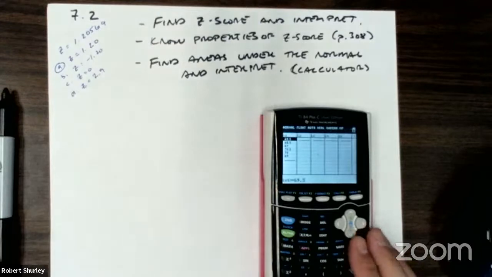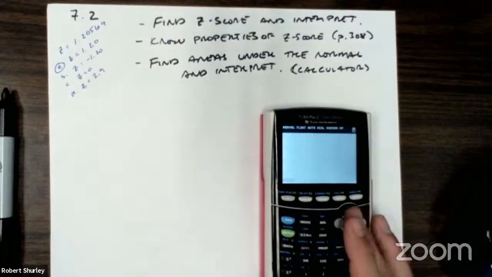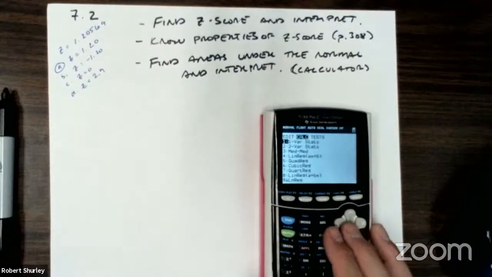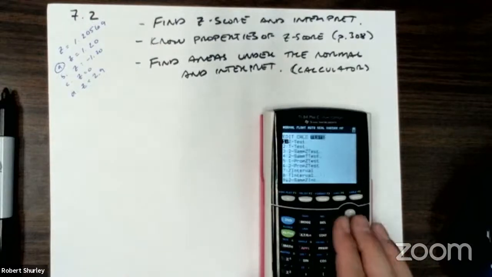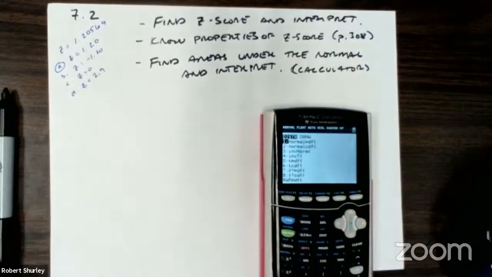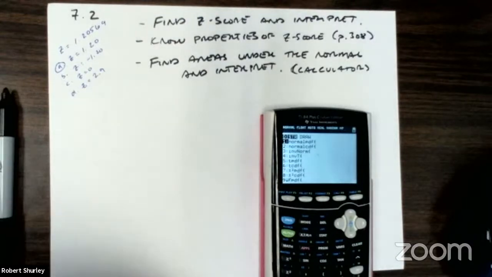Well, we wouldn't put in a list. Hold on. No, that's not going to be it. So stat. I don't think it's calc. No, I think we need to do distributions. But would this not be an inverse normal? Hold on. I don't know why I don't have all the answers.